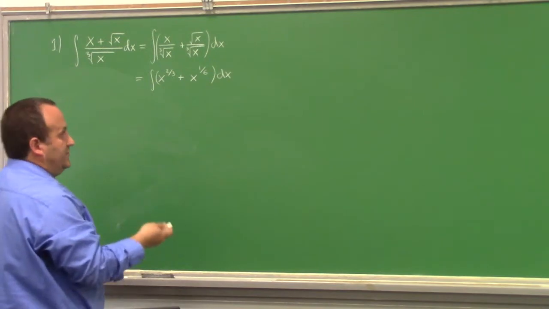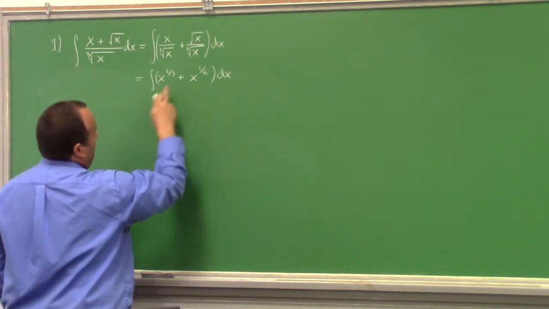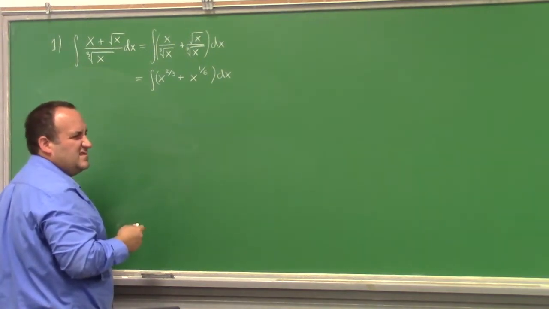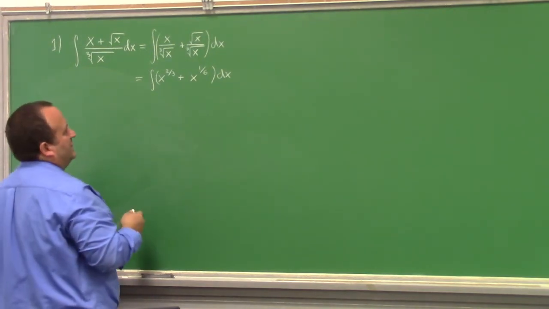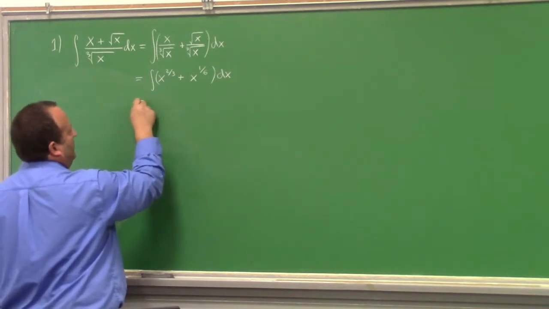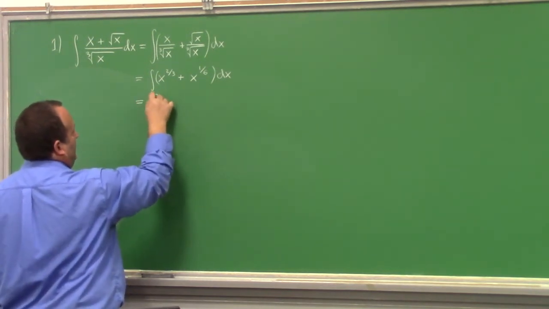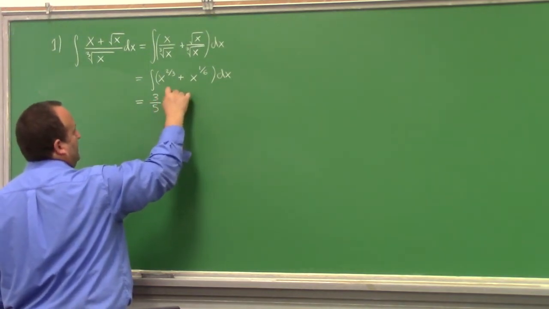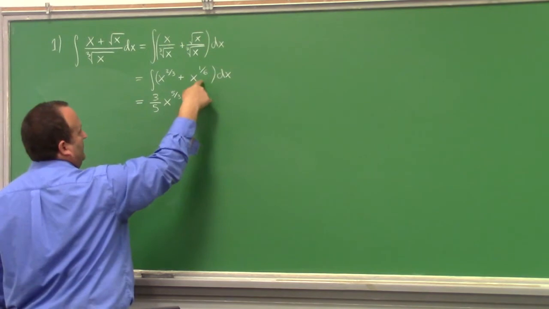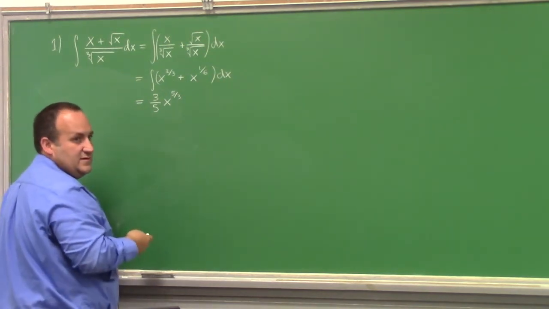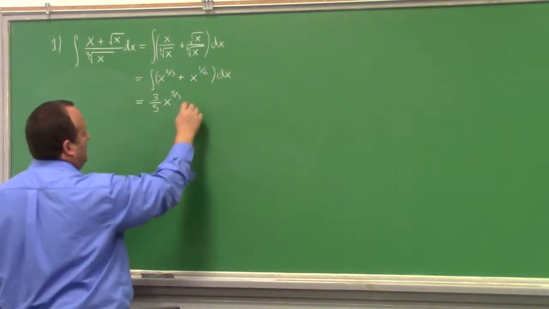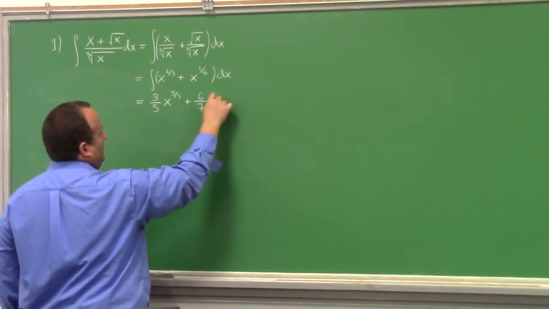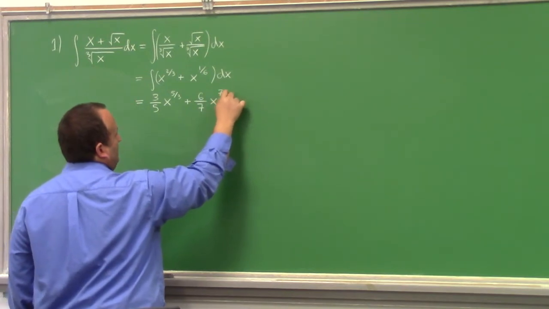And then we do the usual power rule. So 2/3 plus 1 is 5/3. So we get 5/3 for the power. We have to divide by 5/3, which is the same as multiplication by 3/5. So we get 3/5 x to the 5/3. And then 1/6 plus 1 is 7/6. We divide by 7/6, which is the same as multiplying by 6/7. x to the 7/6 plus a constant.